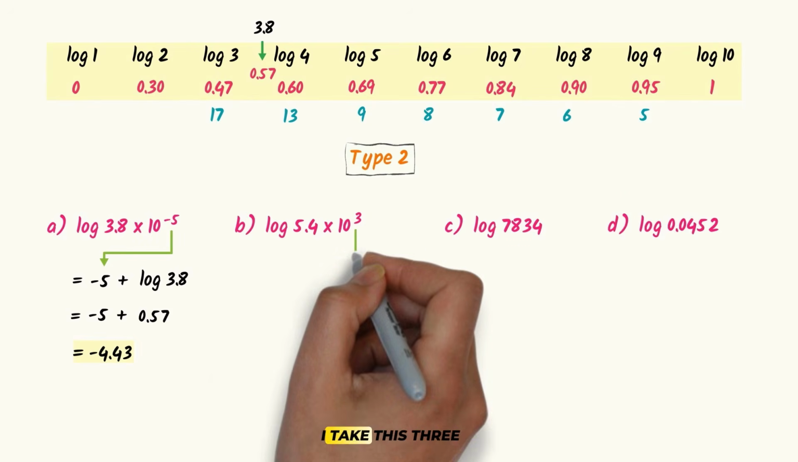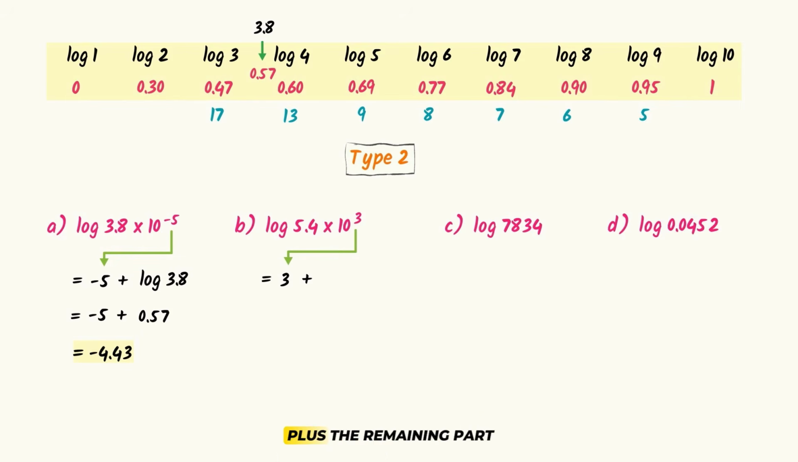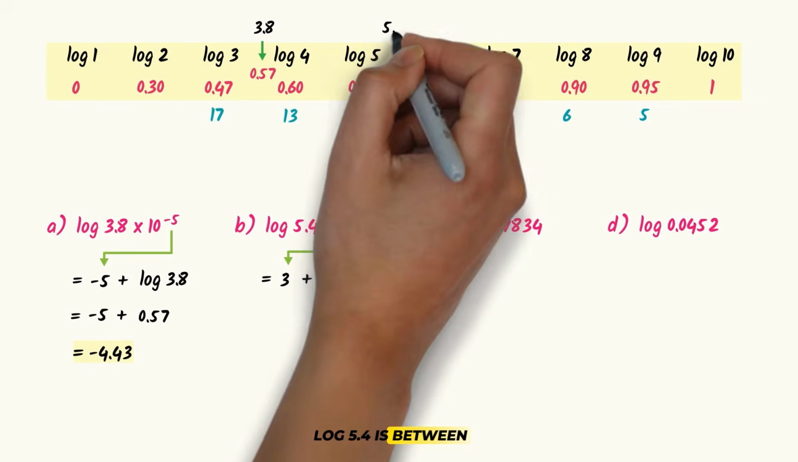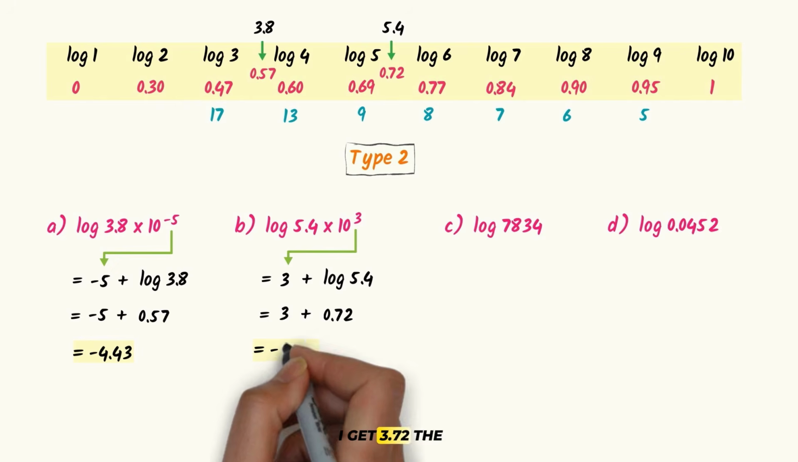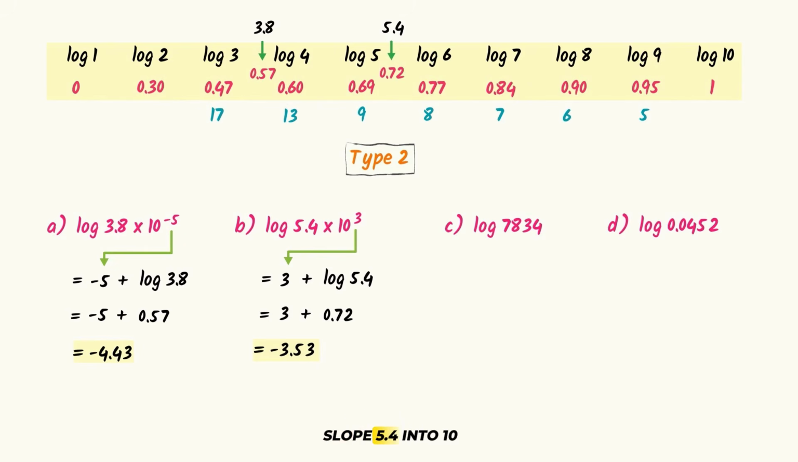In the second question, I take this 3 and I write it here. Plus the remaining part is log 5.4. Log 5.4 is between log 5 and log 6. Secondly, it is nearer to log 5. Its value is between 0.60 and 0.69. Let me guess that its value is 0.72 or 0.73. I write 3 plus 0.72. After calculation, I get 3.72. Thus log 5.4 into 10 raised to the power 3 is approximately equal to 3.72.